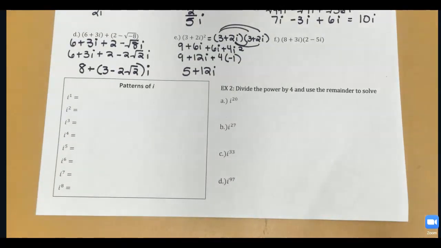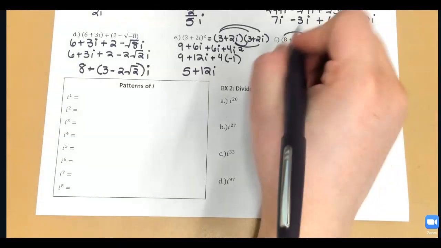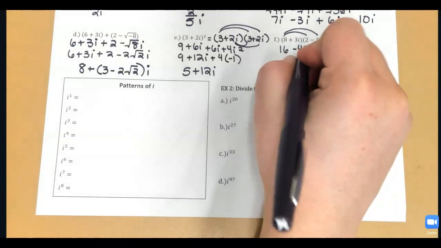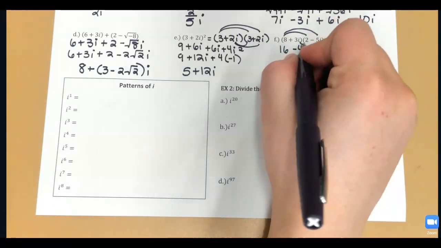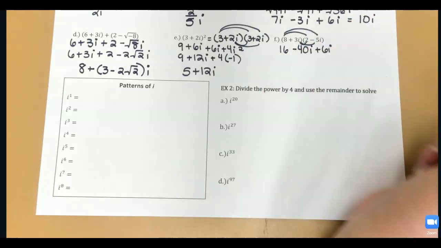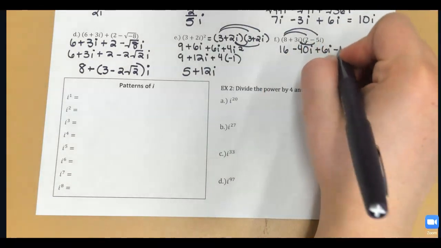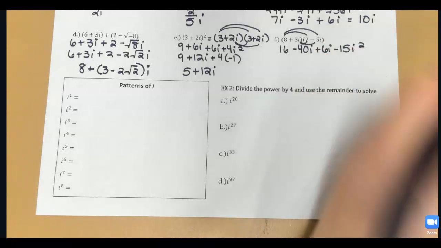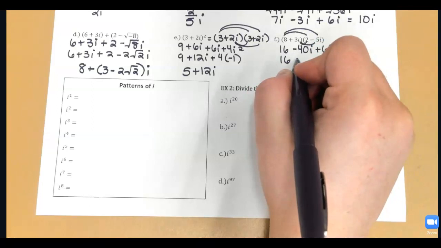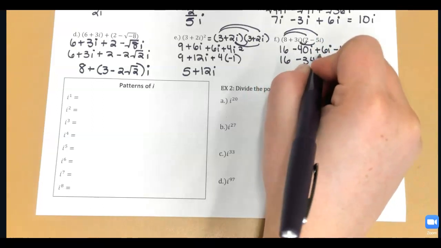Okay, on F, I'm foiling again. 8 times 2 is going to give me 16. 8 times -5i is going to give me -40i. 3i times 2 is going to give me 6i. And 3i times -5i is going to give me -15i squared. So again, I can combine my middle i terms. That's going to give me 16 minus 34i.